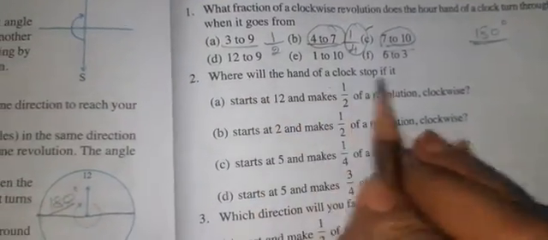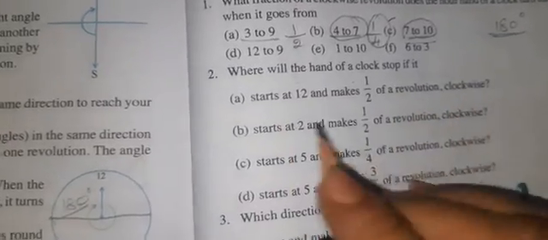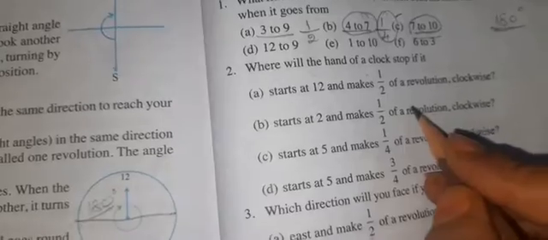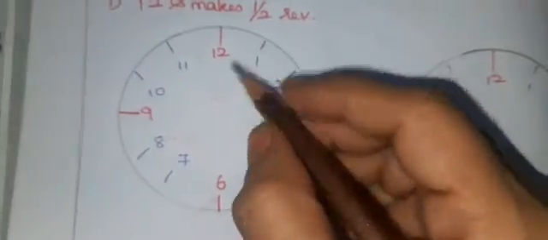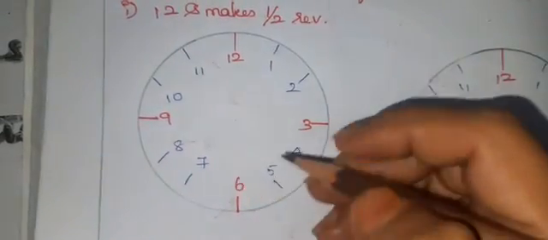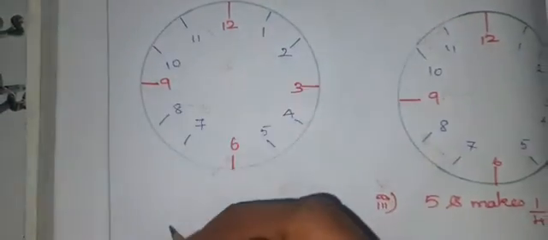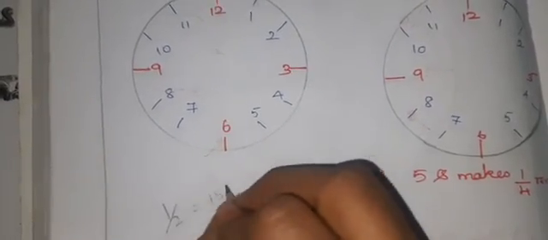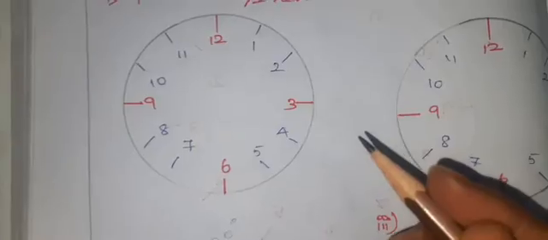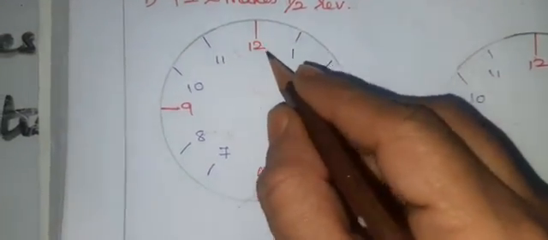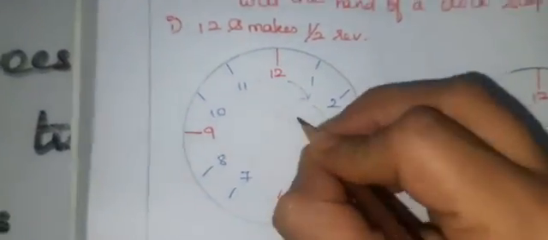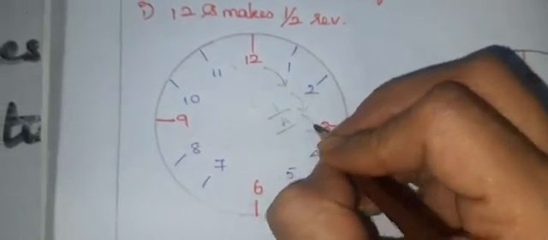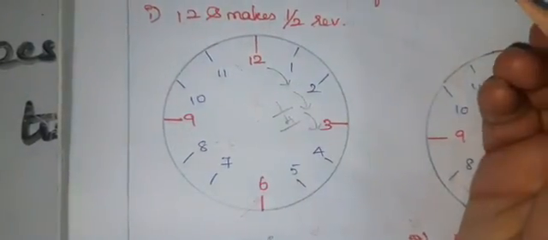Second question, where will the hand of a clock stop if it starts at 12 and makes half of a revolution clockwise? So see here, the first problem and the third problem I will be solving. So from 12 I am going to move in the clockwise direction. Half the revolution means half the circle, which is 180 degree. So when I move in the clockwise direction from 12 to 1, 1 to 2, 2 to 3, that makes a 1 by 4 of the revolution. So 1 by 4 means it is 90 degree.